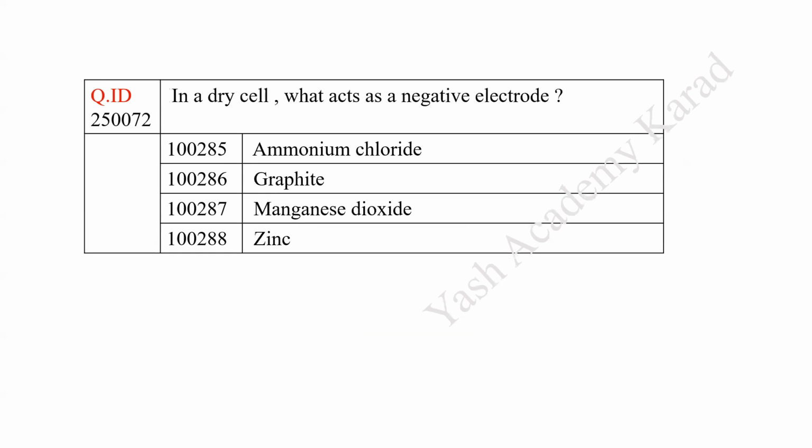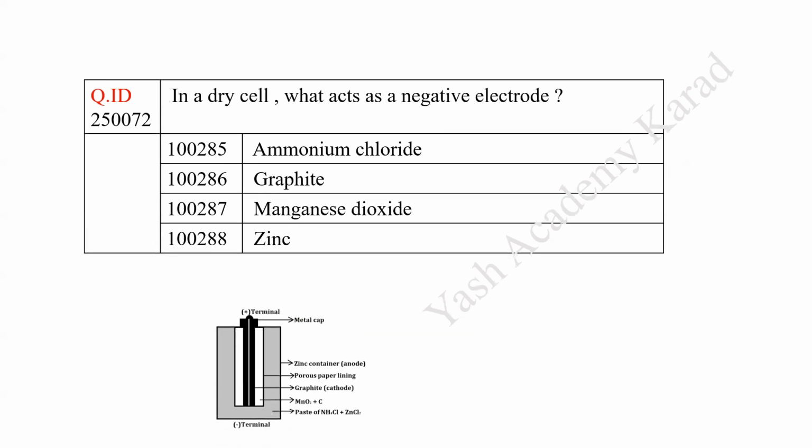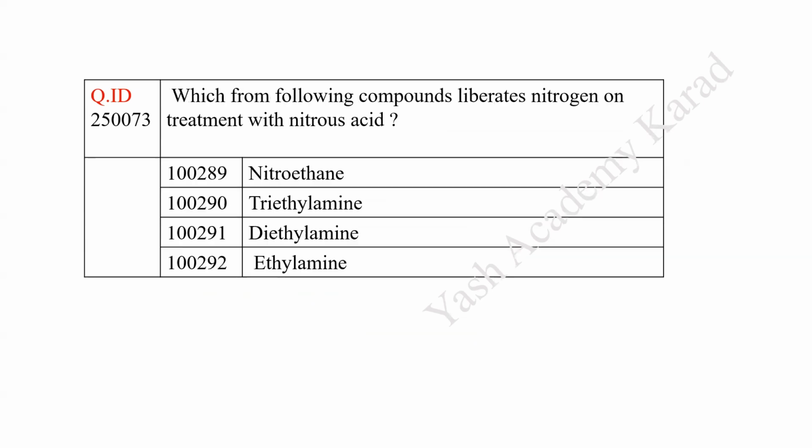In dry cell, what acts as a negative electrode? The correct answer is zinc. Which from following compounds liberates nitrogen on treatment with nitrous acid? The correct option is ethylamine.